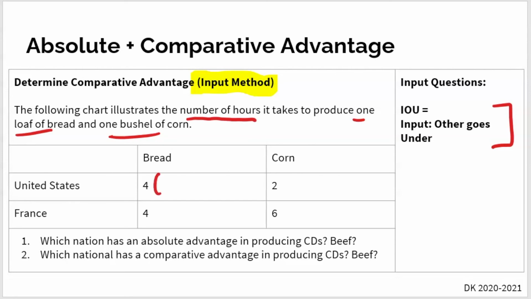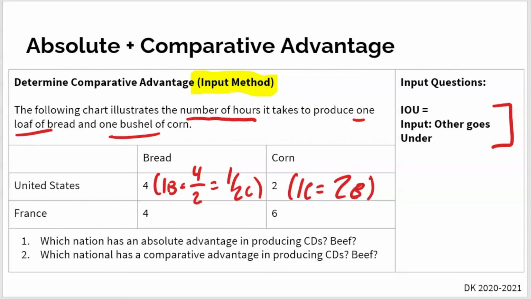So here, for 1 loaf of bread, remember, its other number goes under because it's the input method. Well, here, for producing bread, what's the other good? The other good is going to be corn, right? So here, we take the 4, and we put the other number over 2, which equals 1/2 of corn. So that means for every loaf of bread that the U.S. produces, they're giving up half a bushel of corn. And then we could do the same thing, right? For 1 corn, the U.S. is going to give up 2 loaves of bread.